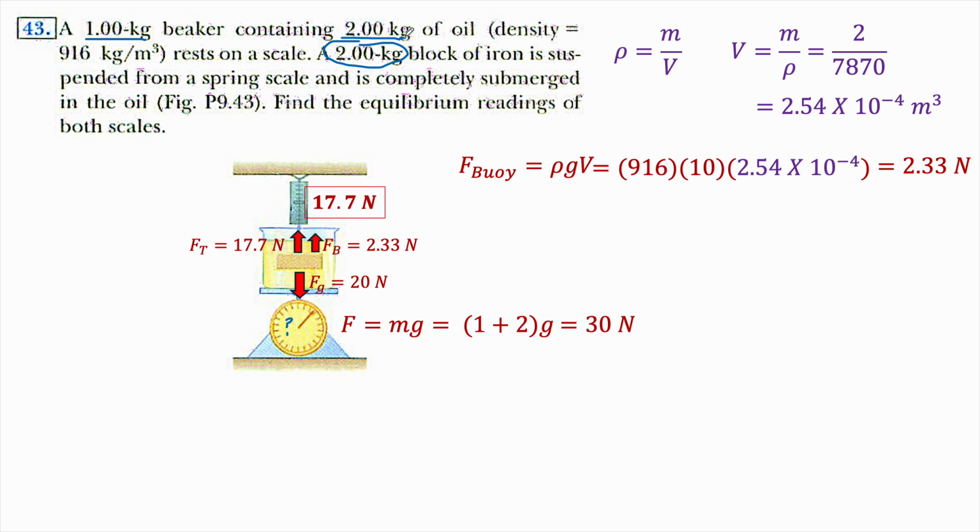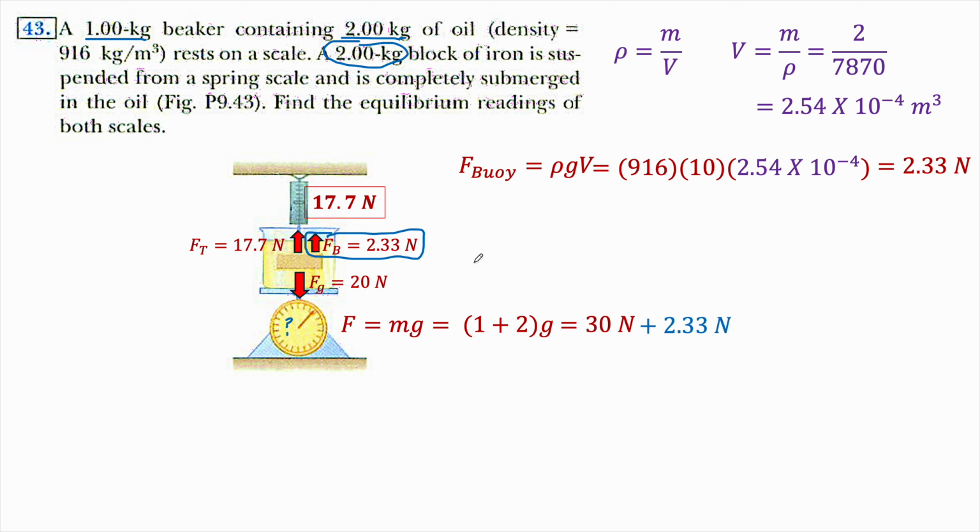What you have to realize is that this oil is producing this upward force on the iron. And all these forces have to be accounted for. This additional upward force is balanced by an equal downward force. So the scale now is not only holding up the beaker and the oil, but it's also providing this upward force on the iron, the buoyant force.